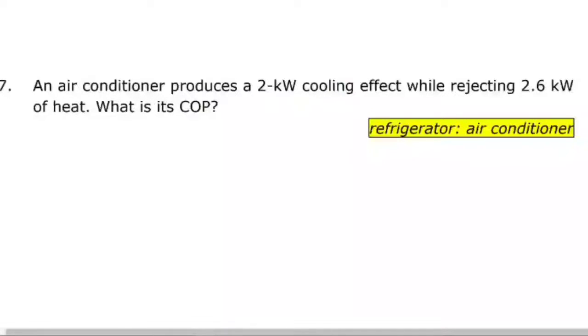We start with number 7. An air conditioner produces a 2 kilowatt cooling effect while rejecting 2.6 kilowatt of heat. What is its COP?